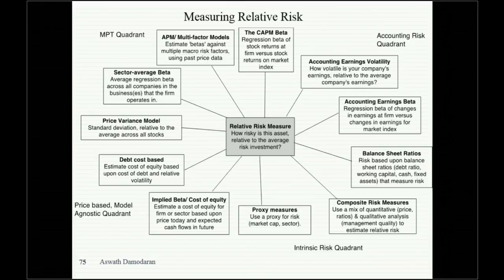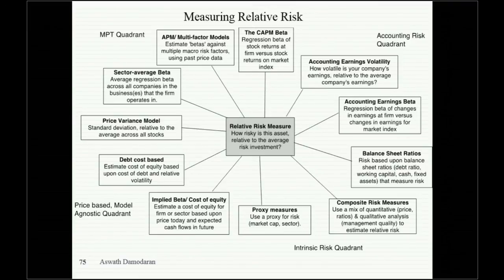Just to show you how open-minded I am about this, I'm going to give you 12 different ways of measuring relative risk, and you can take your poison and live with it, or die with it, or whatever it is. First is what I call my modern portfolio theory quadrant, which is the classic CAPM beta. You can use arbitrage pricing models or multi-factor models. You can use a sector average beta, a bottom-up beta. Those are all in the modern portfolio theory quadrant. So if you're in a finance class, you're probably stuck in that quadrant.